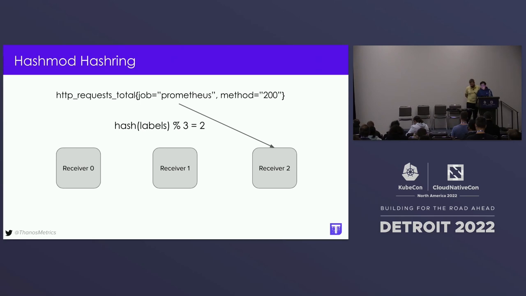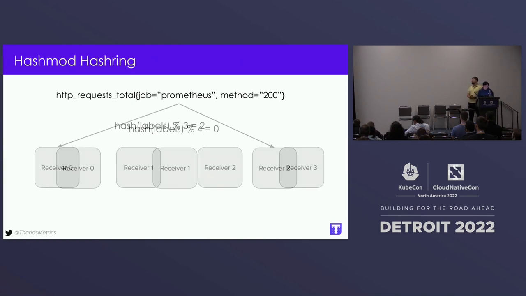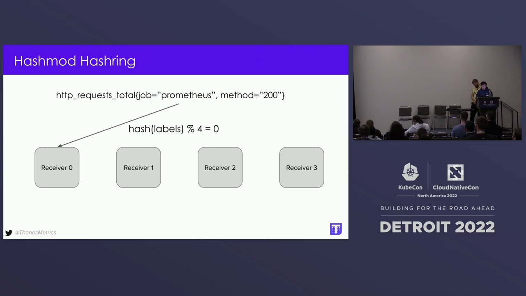And next, let's talk about one scalability improvement we made for hashing. The Thanos receiver component uses hashing. Previously, the Thanos receiver was simply using hashmod to distribute series. For example, say we have this example series here, and we have three receiver replicas. Based on the hashmod calculation, the destination would be receiver 2. But if we scale out and add one more receiver, the hashmod value would become 0.